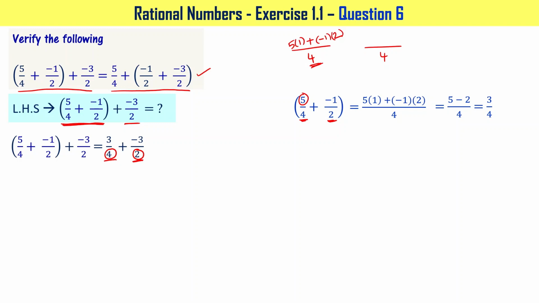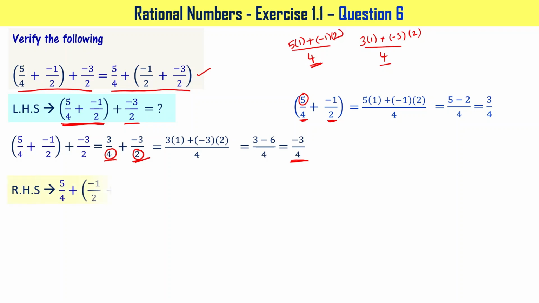Now 4 divided by 4 is 1, that's why the first term is going to be 3 times 1. Now let me write plus minus 3, and here you have 2 in the denominator. Dividing 4, the LCM, by 2 gives 2, that's why minus 3 times 2. 3 times 1 is 3, minus 3 times 2 is minus 6. 3 minus 6 divided by 4 is minus 3 by 4. The value of LHS is minus 3 by 4. Please note this.